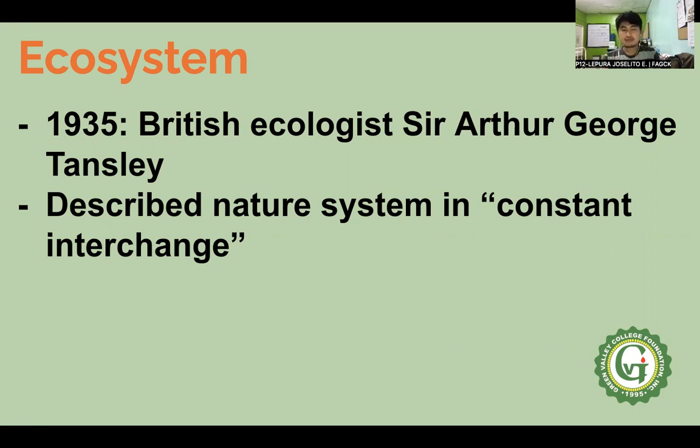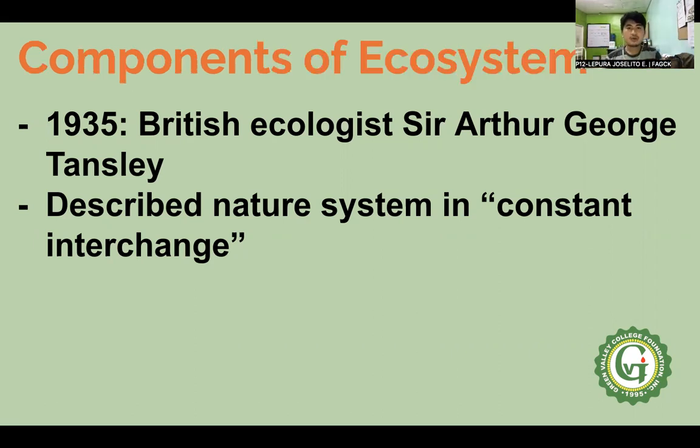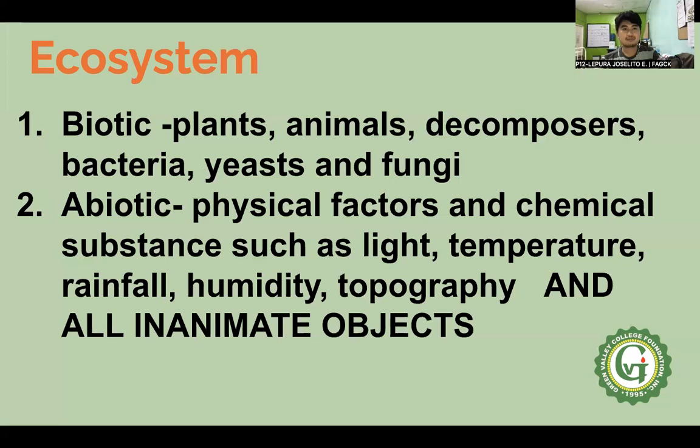And let us not get confused about environment. Environment is the place around us. The interaction between different environments is called ecosystem. Now, what are the components of ecosystem?